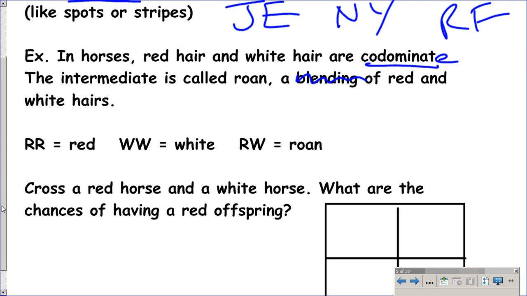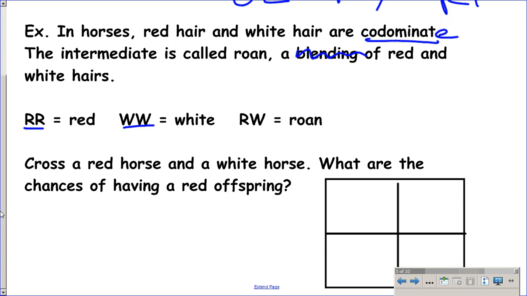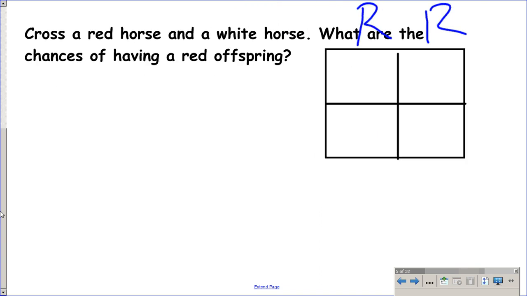So in our example, big R is going to be red, big W is going to be white, but big W, big R is going to be roan. So if we want to cross a red horse and a white horse, the chances of having a red offspring, that's what we're looking for. So let's cross a red horse. What's the genotype of a red horse? Big R. And a white horse? Big W.